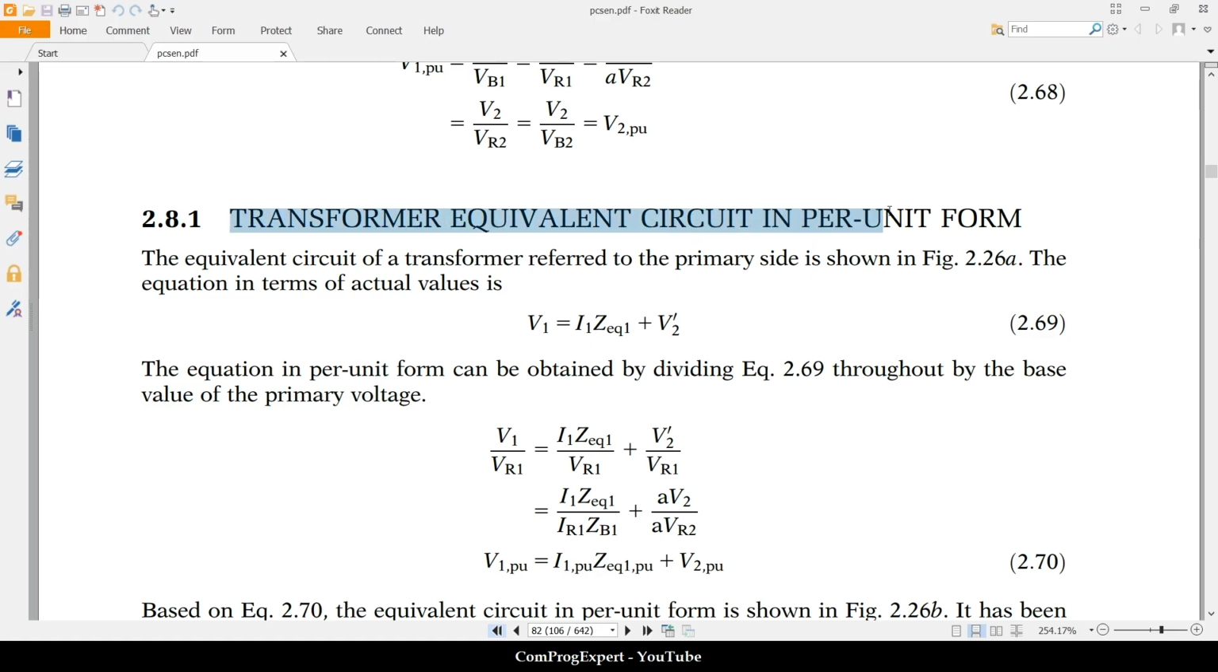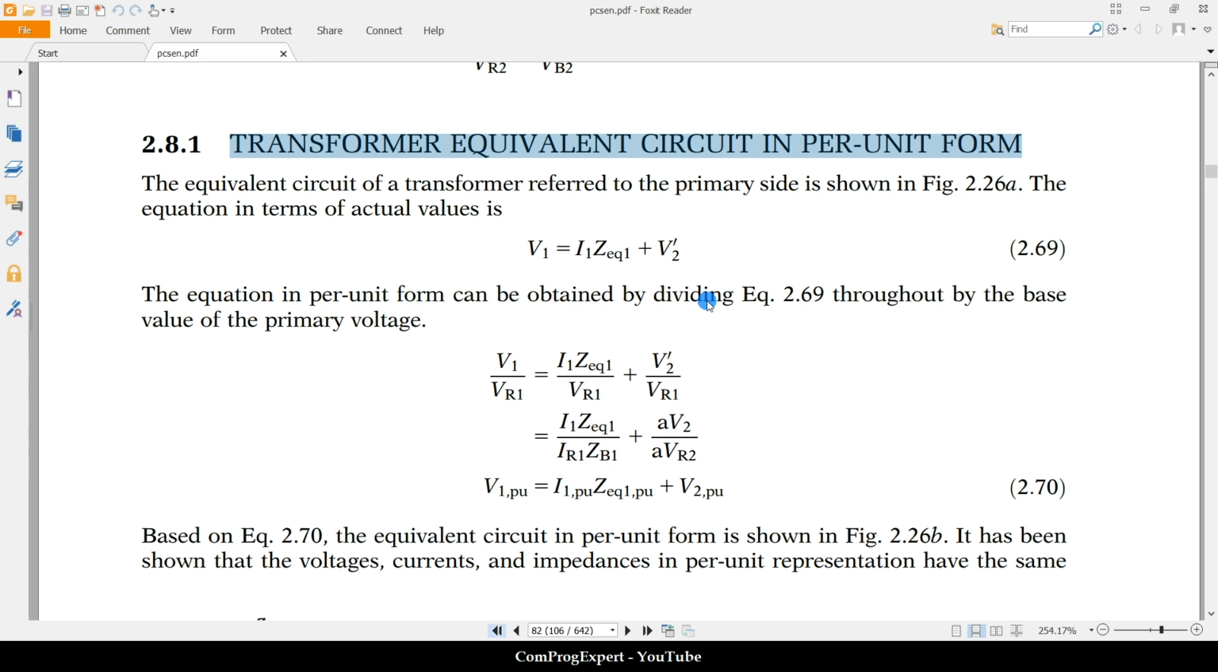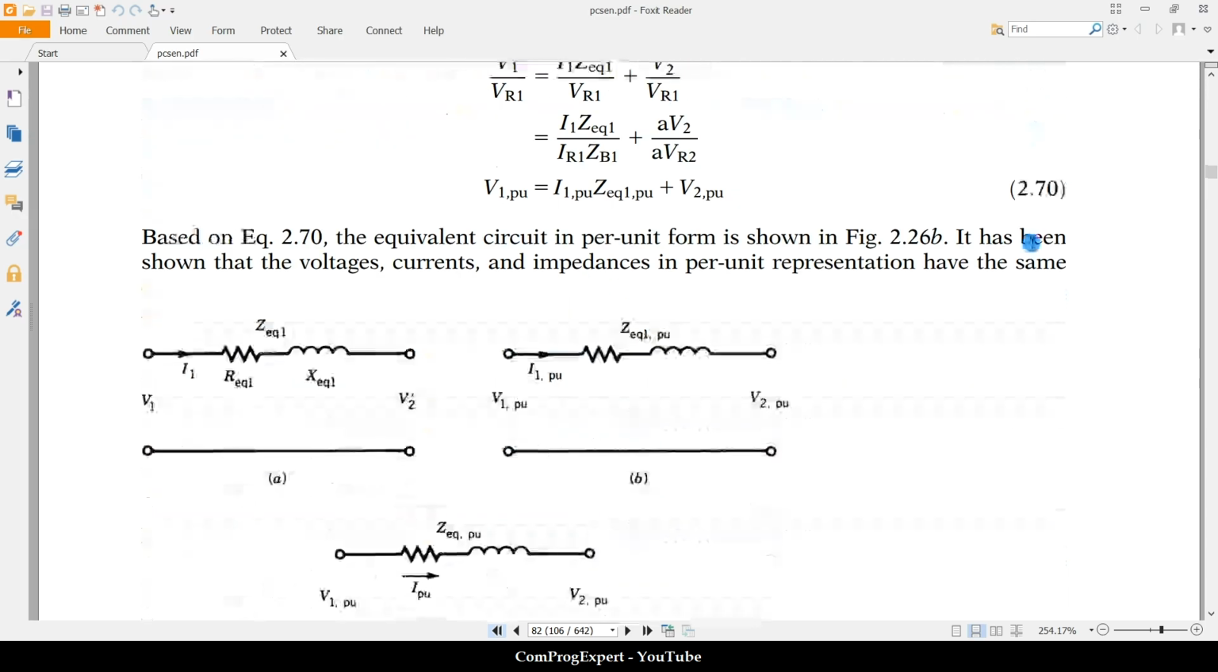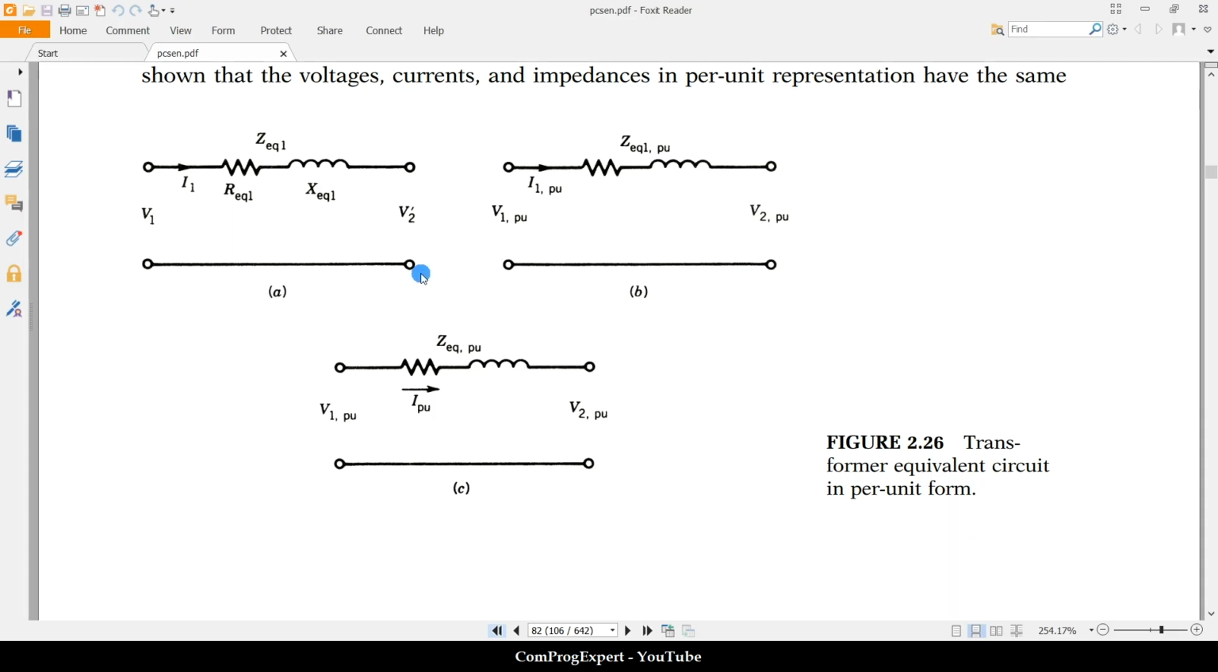So, transformer equivalent circuit in per unit form. The equivalent circuit of a transformer referred to the primary side is shown in figure 26a. Here you can see the figure. Here we have these models for the transformer. This is the model that we refer quantities to the primary. Yes. And this is the model in the per unit system, in the per unit case.